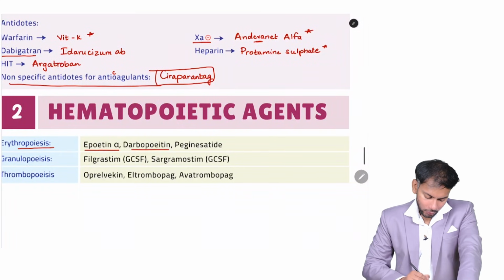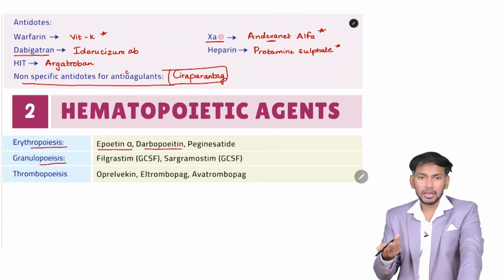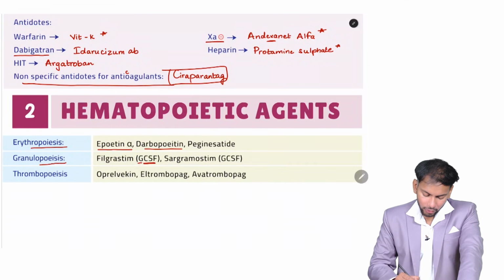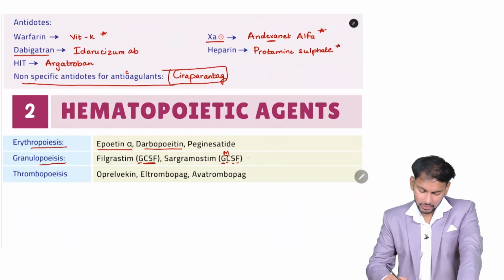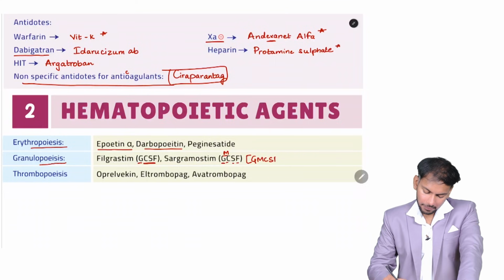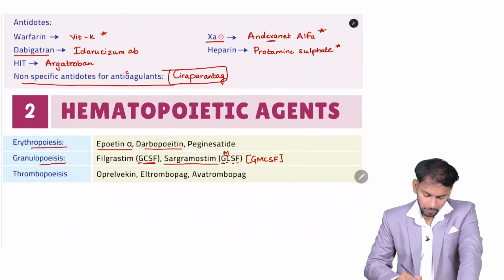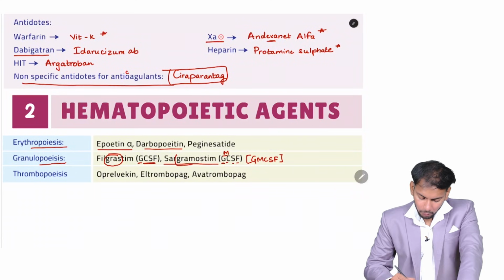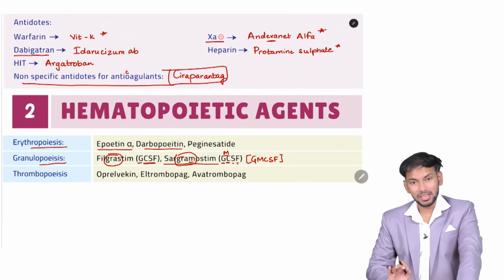So, next coming to granulopoiesis. That means you want to increase the WBCs. How can you increase the WBCs? You can give colony stimulating factors. Yes, one is granulocyte colony stimulating factor. The other one is granulocyte monocyte colony stimulating factor. This is GMCSF. One is filgrastim. The other one is sargramostim. How do you remember? Grastim, granulocyte stimulating factor. Gramostim, granulocyte monocyte stimulating factor. Did you understand? GCSF and GMCSF.